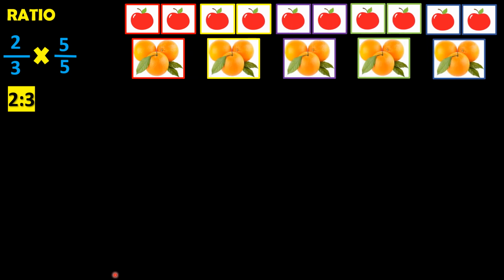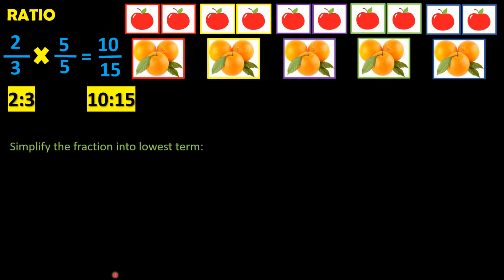So given the picture, what is the ratio of apples to oranges? That is 2 over 3. 2 apples for every 3 oranges. Or in column form, that is 2/3. Suppose we multiply now by 5. We want to repeat the picture 5 times. There. So what would be our new ratio? It is now 10 apples for every 15 oranges, or 10 is to 15.